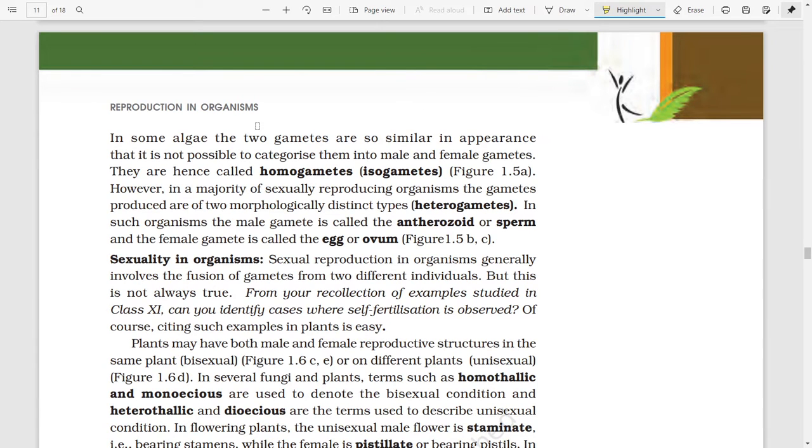In some algae, the two gametes are so similar in appearance that it is not possible to categorize them into male and female gametes. Hence, they are known as homogametes or isogametes. However, in the majority of sexually reproducing organisms, the gametes produced are of two morphologically distinct types, which are known as heterogametes. In such organisms, the male gamete is known as antherozoid or sperm, and the female gamete is known as egg or ovum.